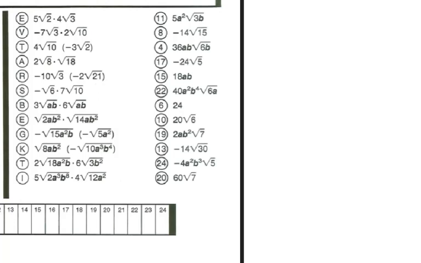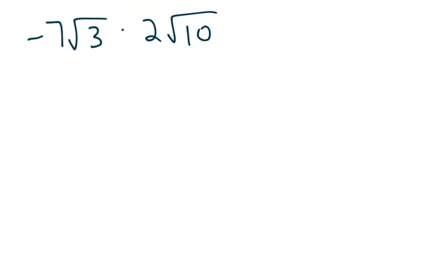Okay, this is the second day of multiplying radicals, and we're going to do the right-hand side. So let's just pick maybe 4 to do together. Let's do V and R, G, and T. Alright, so we have -7 square roots of 3 times 2 square roots of 10.